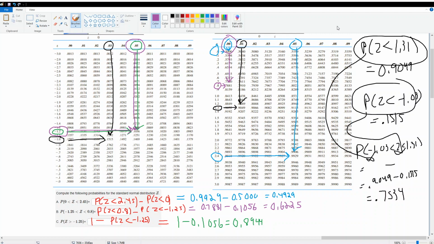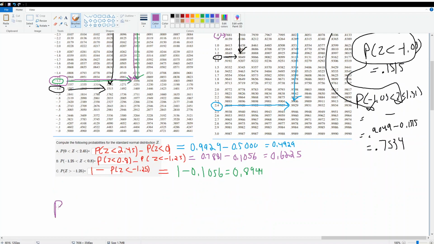As a final note, if you wanted to find the probability of not in between ZV and ZW, that would be equal to 1 minus the probability of being in between the two. Again, just complement law.